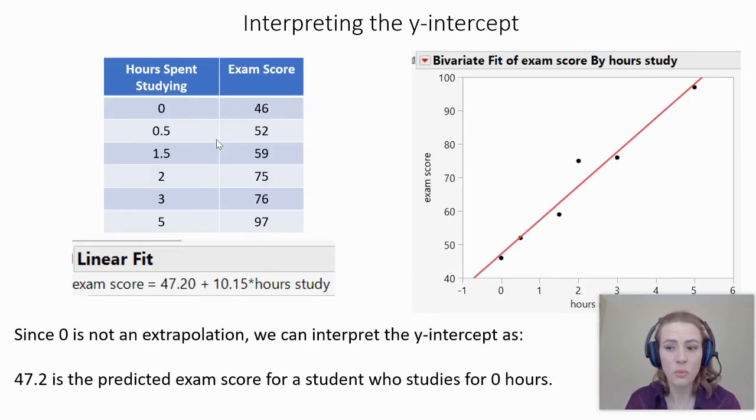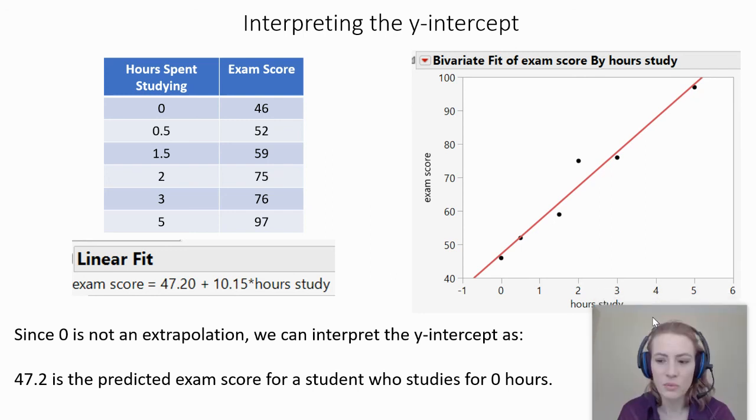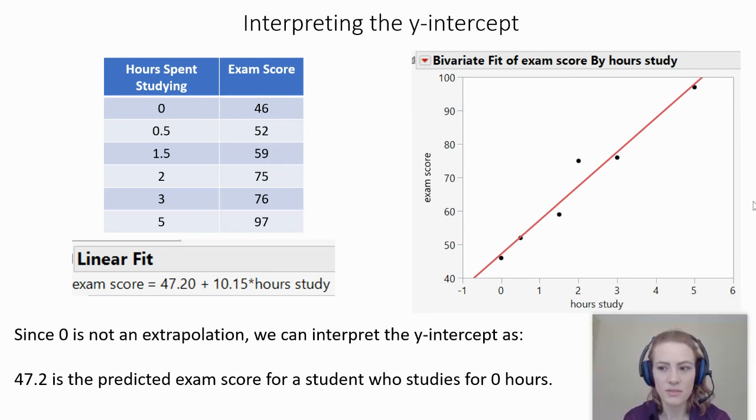But here's an example where interpreting the y-intercept is actually something that's reasonable to do. So this was my fictional data set from the correlation video where we're relating the number of hours a student studies to their score on an exam. So here, 0 is not an extrapolation. There was actually someone who studied for 0 hours. So the height of the line when x equals 0 is this intercept, 47.2.